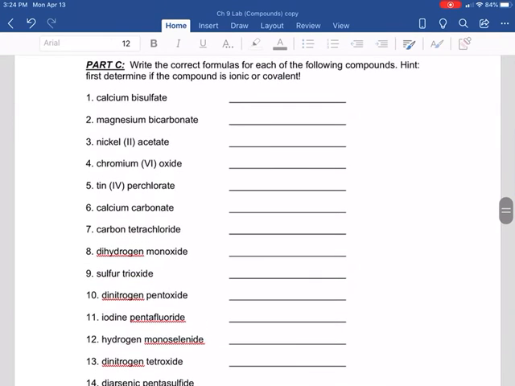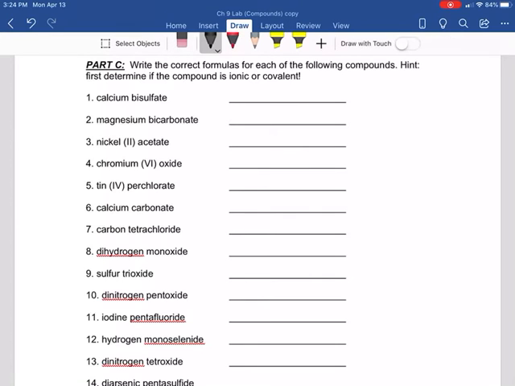Maybe, there we go. So then go on to part C. Part C gets probably a little bit trickier just because you have the words, the formula words, but it doesn't give you the formula. You have to kind of figure out what the formula is. So first, the hint says, what you really want to do is determine if it's an ionic or a covalent, because if it's an ionic, then you have to do that crossover thing. If it's a covalent, then you just really have to know what the prefixes mean. So we'll do a few of them.